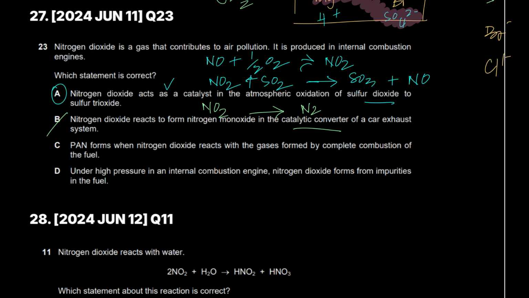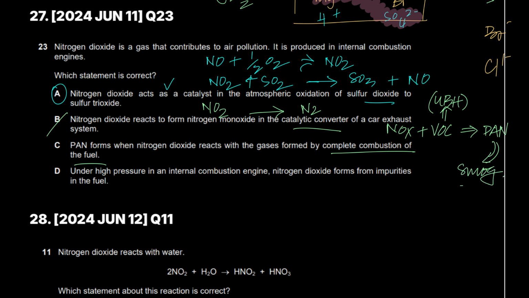Now, I think PAN forms when nitrogen dioxide reacts with gases formed by the complete combustion of fuel. No. NOx reacts with volatile organic compounds which are usually unburnt hydrocarbons. So NOx reacts with unburnt hydrocarbons to give you PAN, which further reacts with ozone and a lot of other chemicals to give you smog. So this is how it goes. Complete combustion of that fuel would not give you volatile organic compounds. It wouldn't give you unburnt hydrocarbons. So C is wrong.